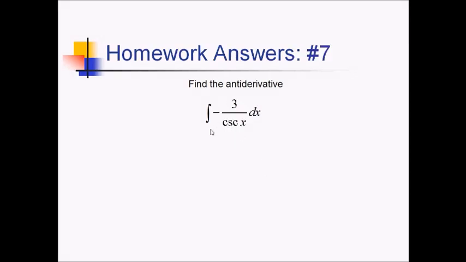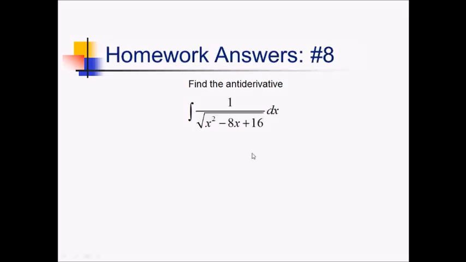For this problem, we want the antiderivative of negative 3 over cosecant of x dx. Now, this one, you could take the reciprocal of cosecant, which is sine, and move that upstairs. So we can rewrite this with trig identities as negative 3 sine of x dx. And now the antiderivative of sine is going to be negative cosine. So this is going to be a negative negative. That cancels out. So we're going to have positive 3 cosine x plus c.